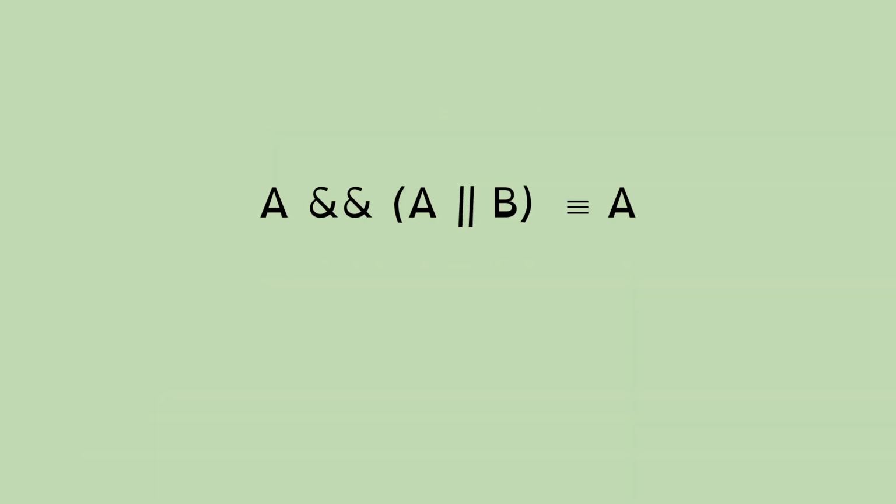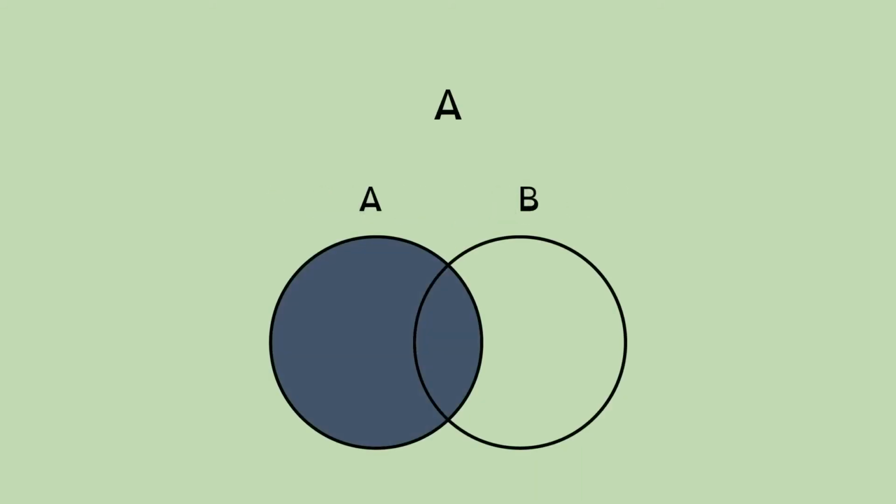A and brackets, A or B, close brackets, is the same as A. Really? It seems a little counterintuitive. Let's look at it through our Venn diagram. So here's A or B. Here's combining the two. We've got it dark where both of those statements were true. And then because it's an and, we're fading out the light blue. Oh yes, look. So it's the same as A. So A and brackets, A or B, close brackets, is exactly the same as A.